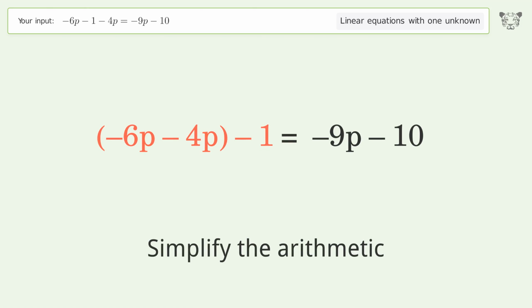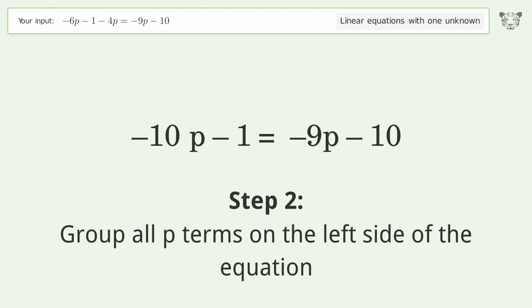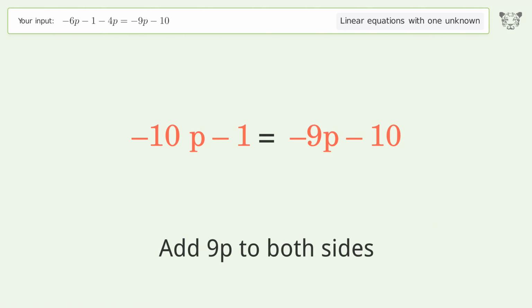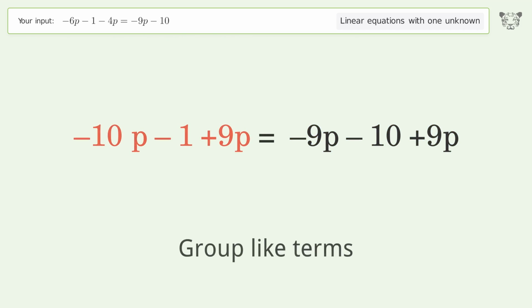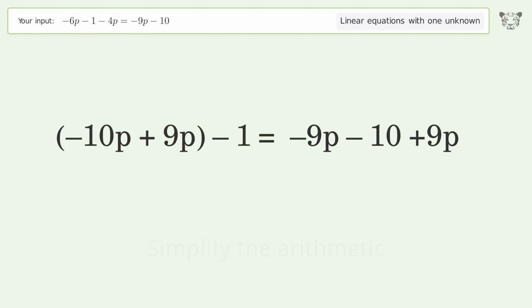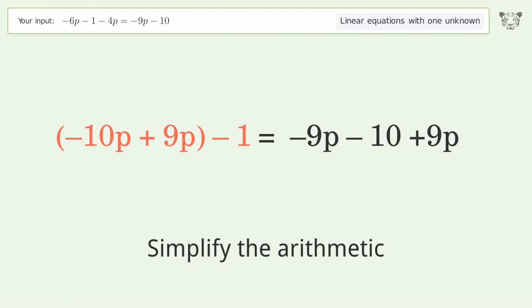Simplify the arithmetic. Group all p terms on the left side of the equation. Add 9p to both sides. Group like terms. Simplify the arithmetic.